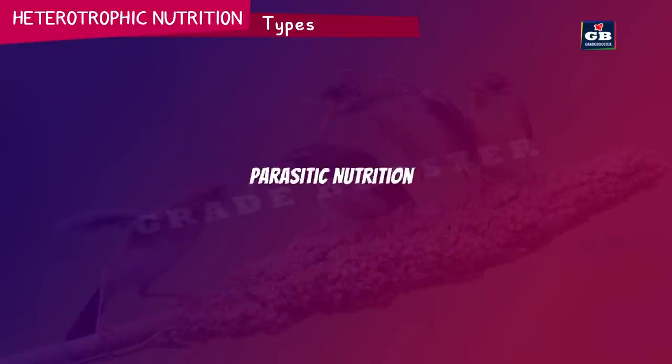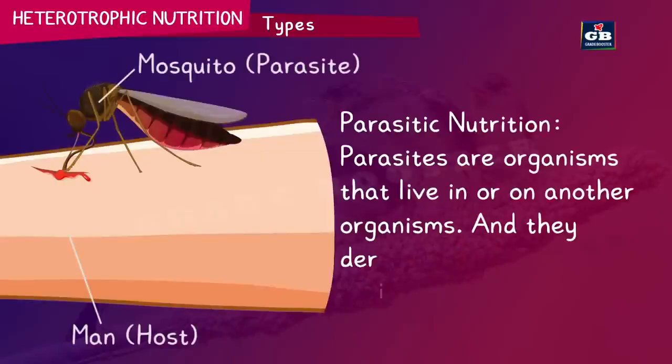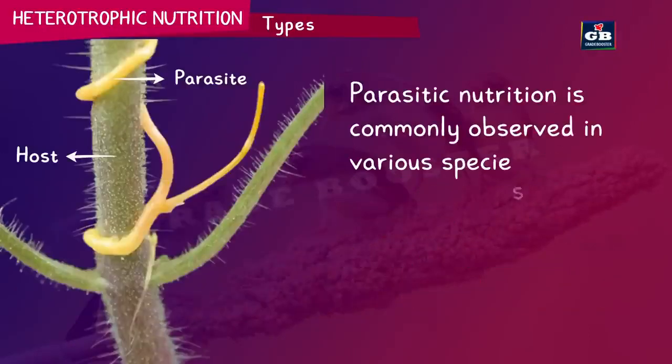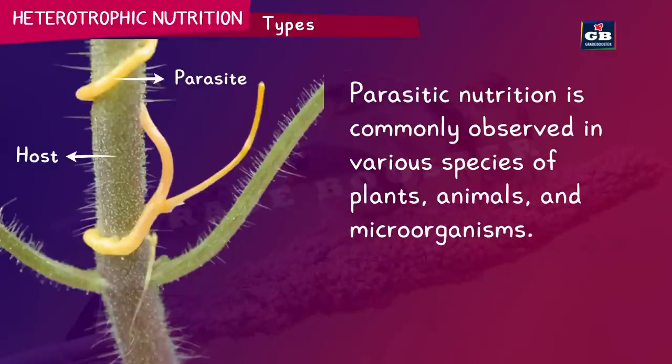Parasitic nutrition. Parasites are organisms that live in or on other organisms and they derive their nutrients from their host. Parasitic nutrition is commonly observed in various species of plants, animals, and in microorganisms.